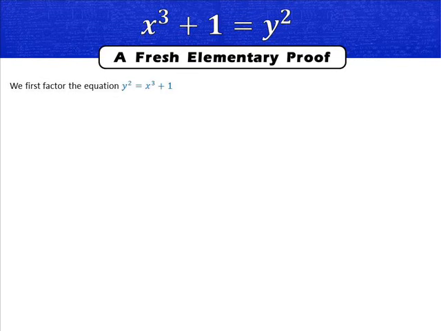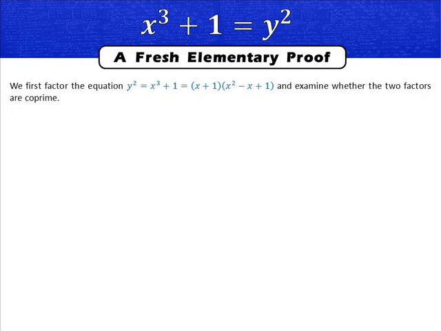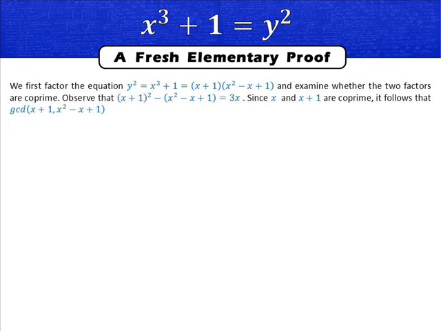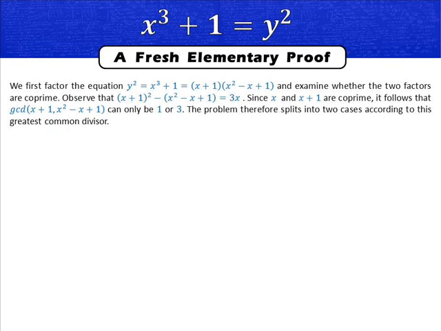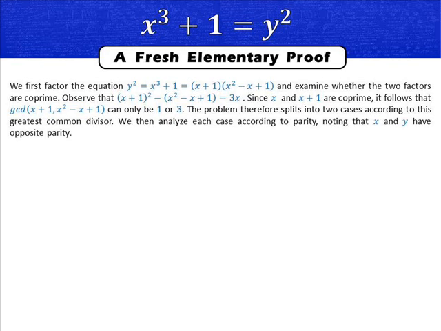We first factor x cubed plus 1 and examine whether the two factors are coprime. Observe that the square of the first factor minus the second one equals 3x. Since x and x plus 1 are coprime, it follows that the greatest common divisor of the factors can only be 1 or 3. The problem therefore splits into two cases according to this greatest common divisor. We then analyze each case according to parity, noting that x and y have opposite parity.